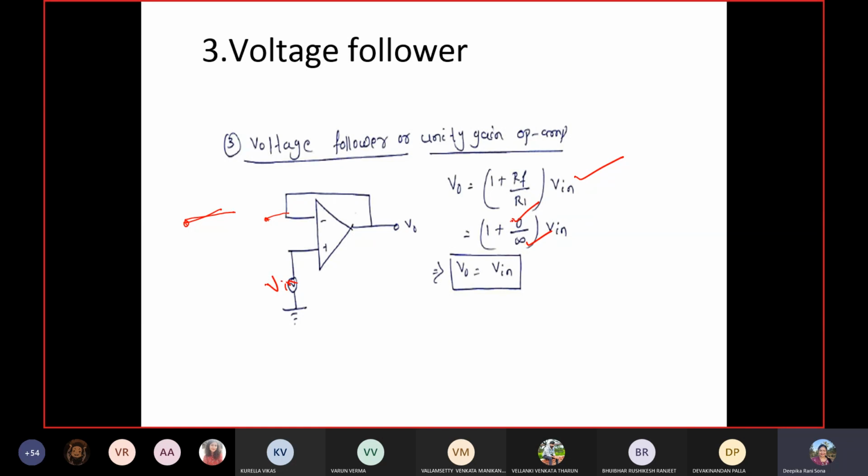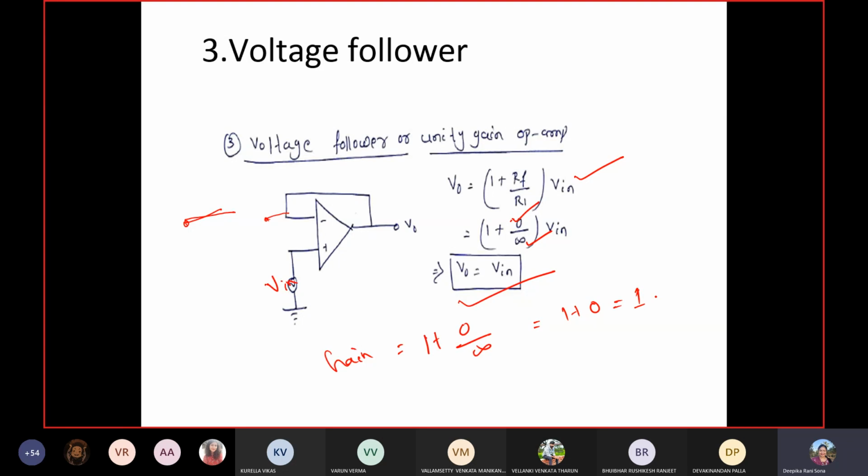So we will implement this in the basic equation of the non-inverting op-amp, 1 plus Rf by R1, which is 1 plus 0 by infinity. 0 by infinity is how much? 0. So how much do we get? V naught equal to V in. That's why we call this a voltage follower. And why is it unity gain? 1 plus 0 by infinity is the gain equation. So 1 plus 0 equal to 1. That's why it is also called a unity gain op-amp.